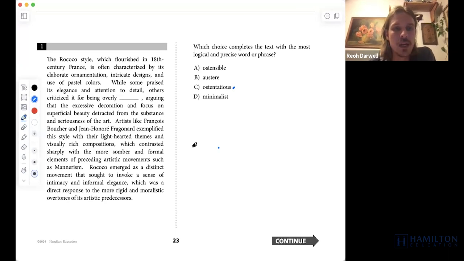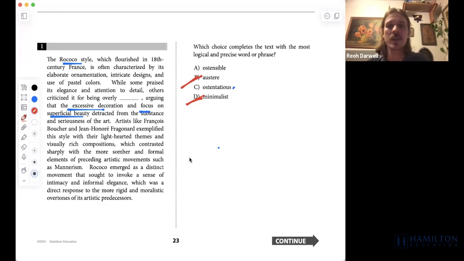So here we're looking for a definition or clue in the text. Where's our clue? That there's excessive decoration and focus on superficial beauty rather than substance and seriousness in the art, right? So Rococo then would not be minimalist, right? Because minimalist would mean minimal. Nor would it be austere, which is basically like Spartan or lacking in something. So when something is austere, it means it's minimal, right? People always talk about how the desert has an austere beauty, meaning there's not much there, but it's pretty.